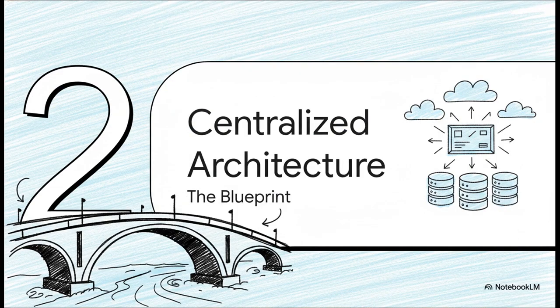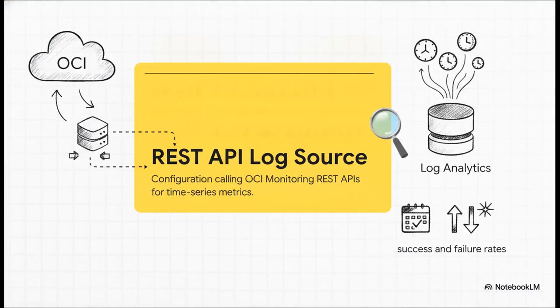Section 2. A centralized architectural solution, the blueprint. Meet the real hero of our new architecture, the REST API log source. Basically, this is a configuration within Oracle Log Analytics that periodically reaches out to those OCI monitoring REST API endpoints. It automatically fetches the absolute latest time series metrics, like your backup durations or your success and failure rates, and just pulls them directly into Log Analytics. It literally does all the heavy data gathering lifting for you.